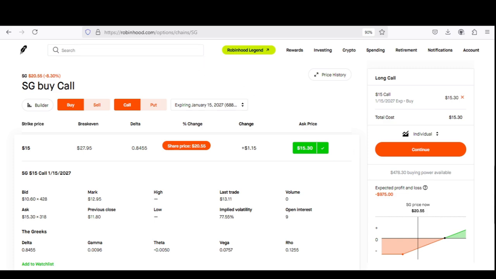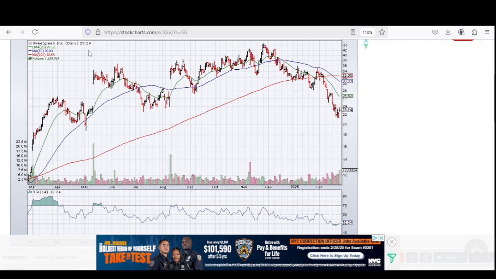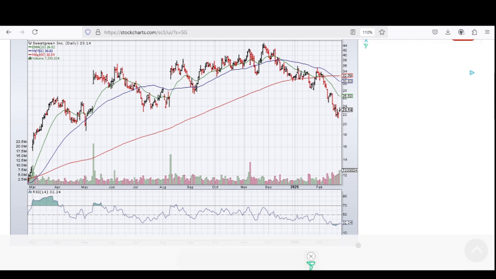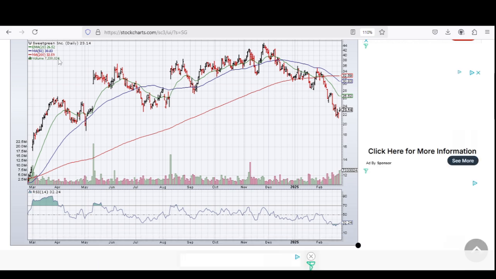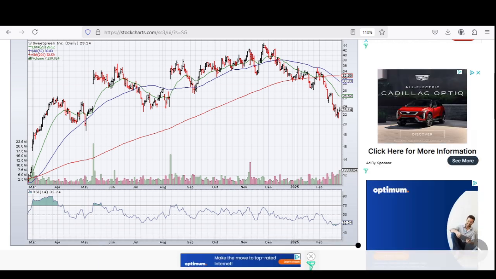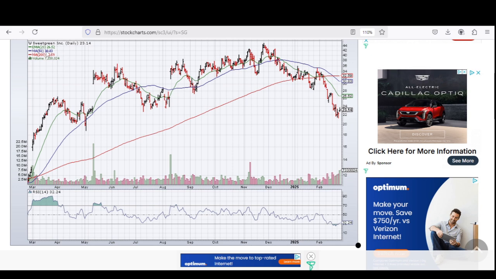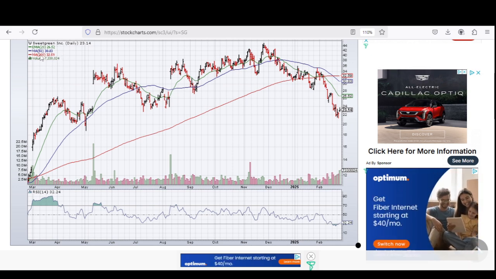Now I'm going to show you when to pick up a LEAPS option. And for that, let's get out of Robinhood. We're going to go to stockcharts.com. Now, as you can see here, we have Sweetgreen Inc right here. What I want to bring to your attention is this right here that says MA200, right where I'm circling the cursor. The MA200 tells you the price that the stock is actually trading at over the last 200 days or 6 months. And that is depicted by 32.59. Currently, the stock that we just saw was trading around $20.